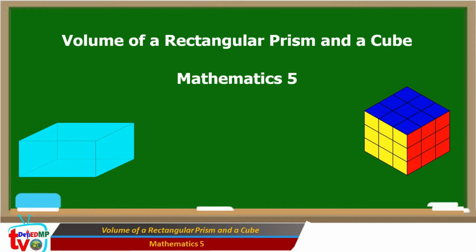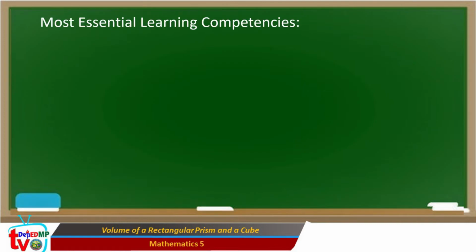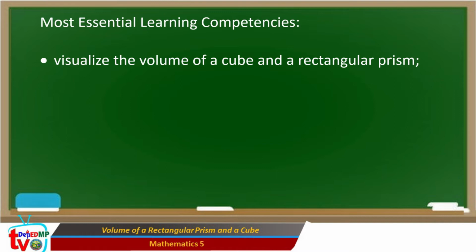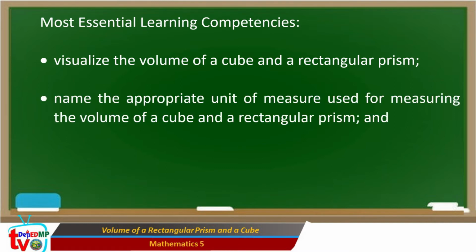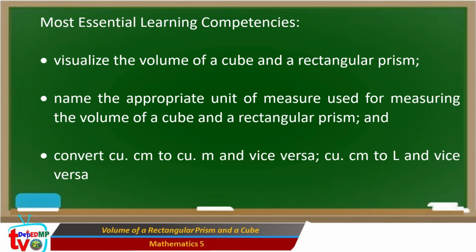Mathematics 5, 4th quarter, week 2. You're expected to: 1. Visualize the volume of a cube and a rectangular prism. 2. Name the appropriate unit of measure used for measuring the volume of a cube and a rectangular prism. And 3. Convert cubic centimeter to cubic meter and vice versa, cubic centimeter to liter and vice versa.